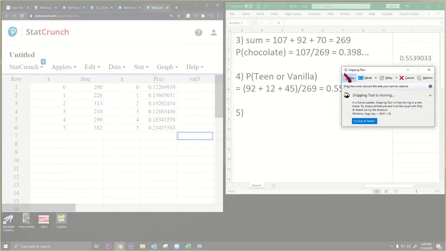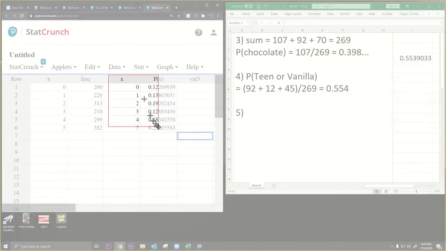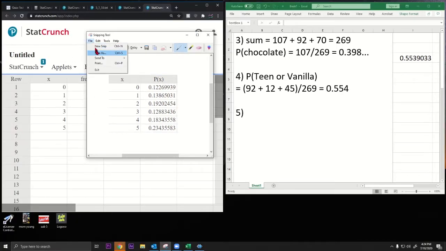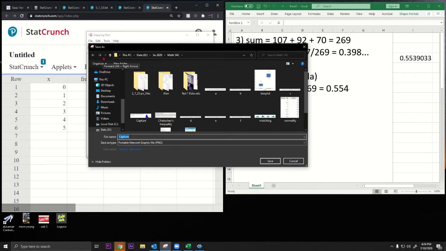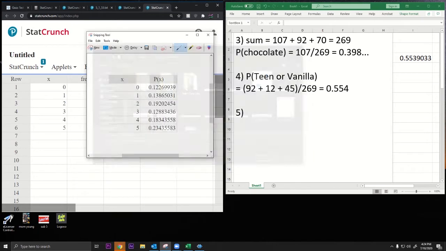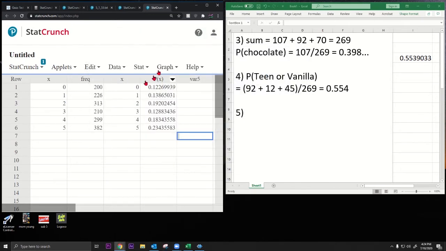Going to new, take this to insert for my work. Show you how to do that again. You press File, Save As. I'm going to call this prob dist. I'm just going to say, yeah, prob dist 2222, just in case there's another one in there. And then I will go to the test.